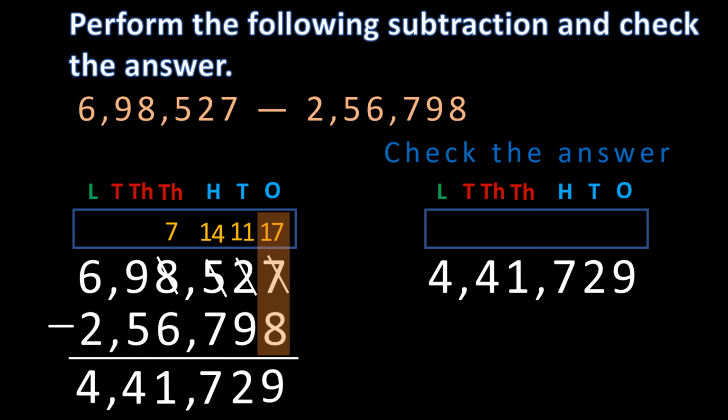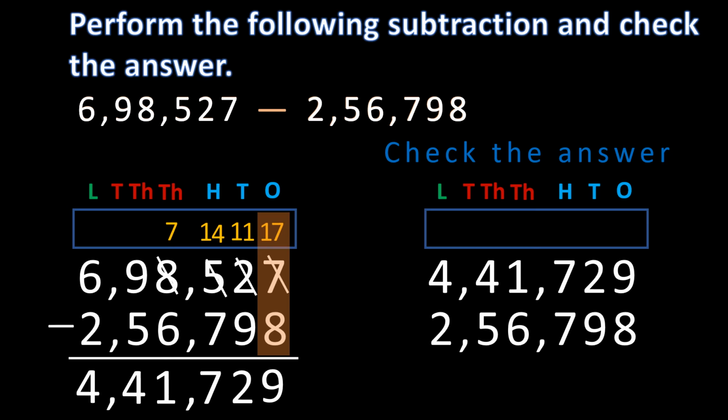Can you tell me which number is smaller? 6,98,527 or 2,56,798? Yes, the smaller number is 2,56,798. So write down 2,56,798 on the bottom like this. Remember, always start writing the digit from ones. Now we add both the numbers. So we will write the plus sign on the left and draw a line so our answer can go below it. As usual, we start our addition from ones place.